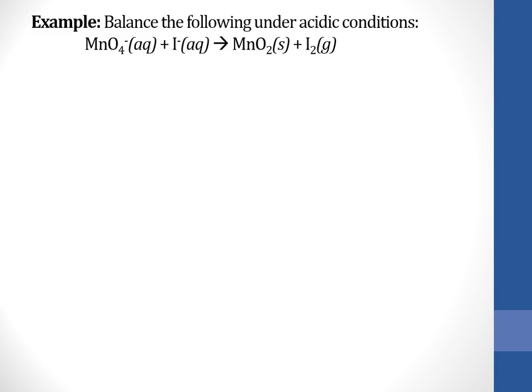Hello folks, in video 1 of 3 for Unit 3 of Balancing Redox Equations, I discussed an algorithm that you can use to balance redox equations in acidic and basic solutions. In this video, video 2 of 3, I'm going to show you an example of balancing a redox equation under acidic conditions. In this example, we're looking at permanganate, MnO4-, reacting with an iodide ion, I-, to make manganese(IV) oxide, MnO2 solid, plus iodine gas.